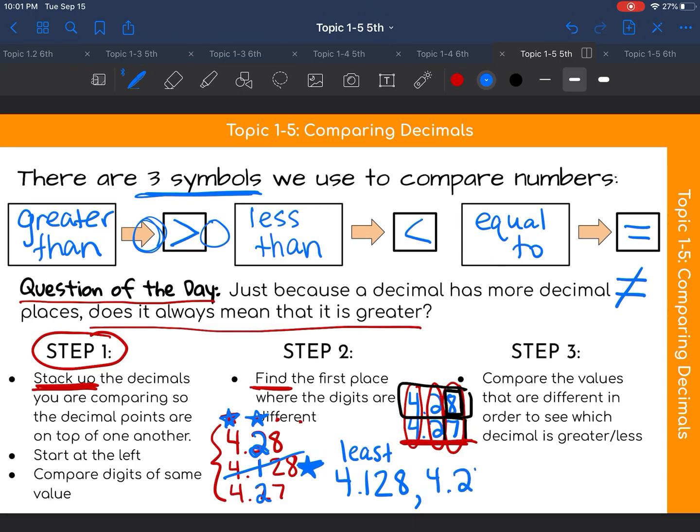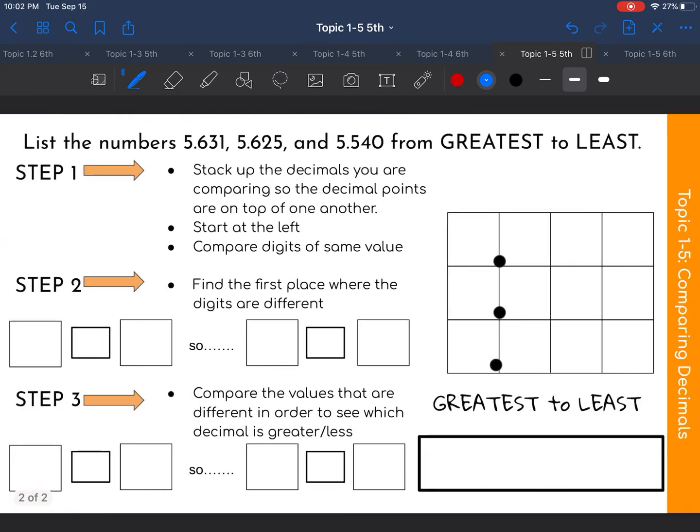So the least is this, then we have 4 and 27 hundredths, then we have 4 and 28 hundredths. And step 3, we kind of already did that. It says compare the values that are different in order to see which decimal is greater or less. So the biggest thing I would suggest is lining them up and comparing them by place value. So let's look at some examples. So we're going to go through the steps again.